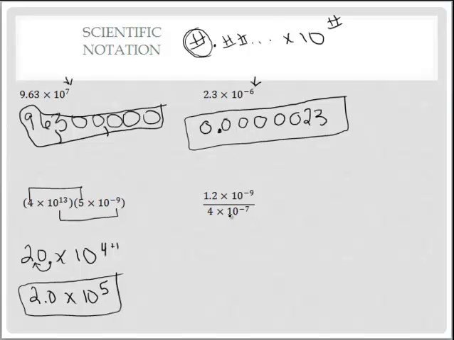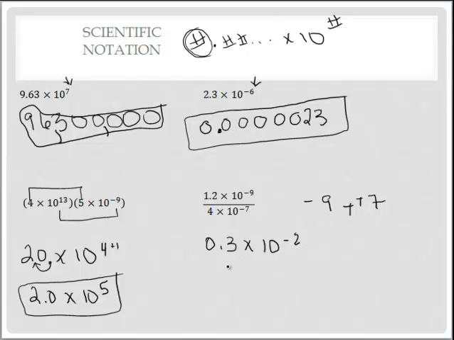So over here we're dividing numbers that are in scientific notation. You do the same thing. What is 1.2 divided by 4? That's going to be 0.3. Whenever you divide like bases, you subtract the exponents. That's negative 9 minus a negative 7. Remember, minus negative is plus positive, so negative 9 plus 7 will be negative 2.